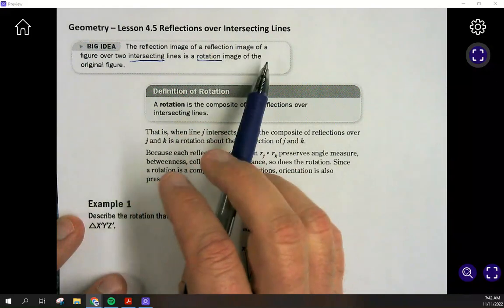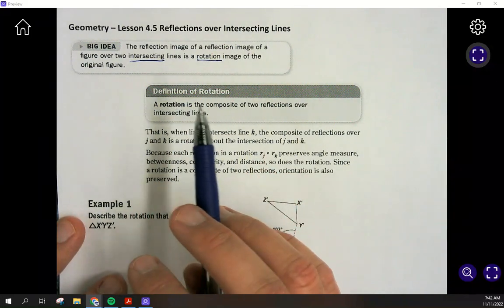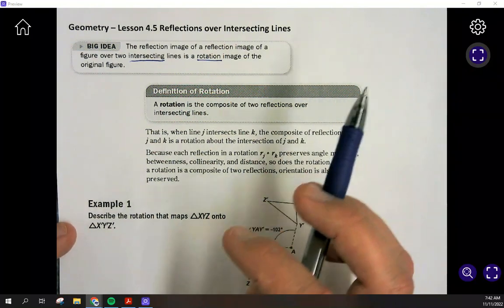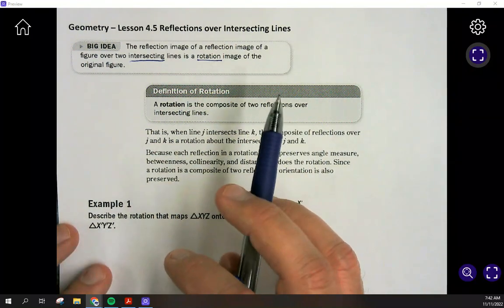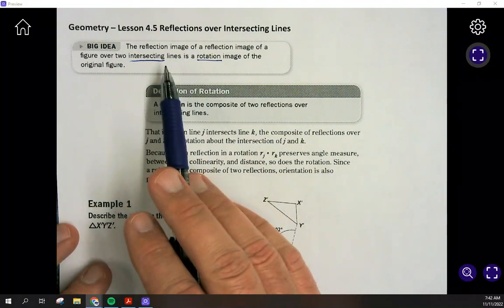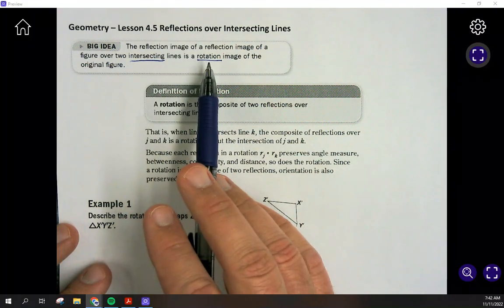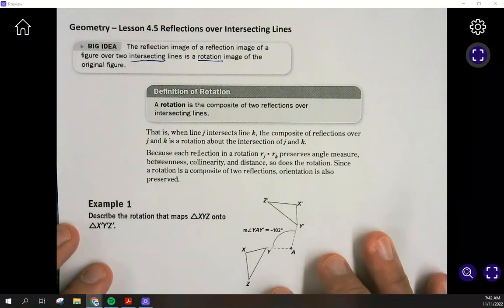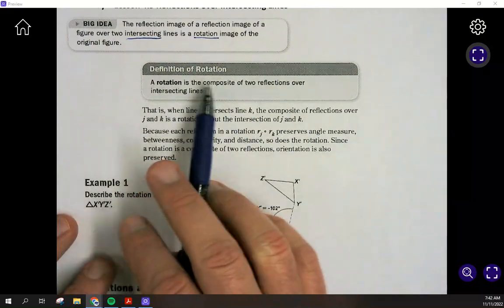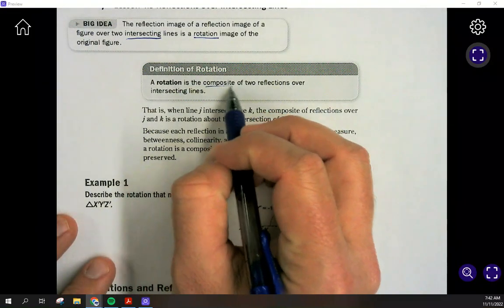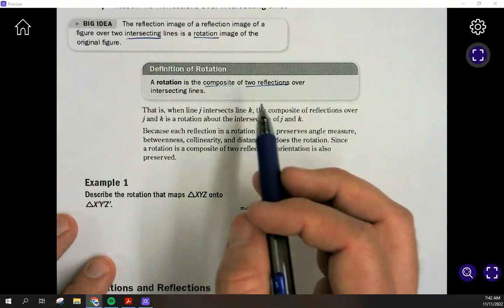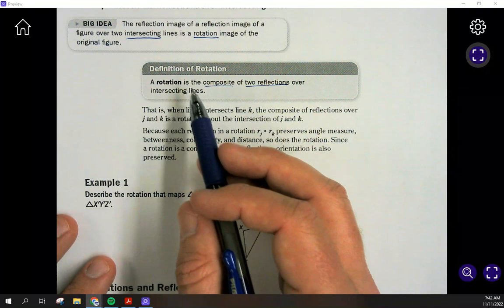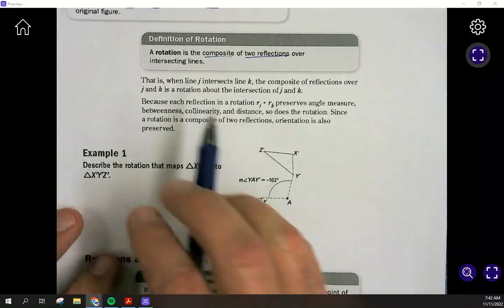Remember, when we reflected over two parallel lines, we created a translation, and the special theorem we looked at said that the distance of the translation was double the distance between the parallel lines. That was 4.4. Today, when I reflect over two intersecting lines, it creates a rotation, and there is a special measurement of that rotation based on the two lines, and that's what we're going to look at. For today, the definition of a rotation is going to be the composite of two reflections over intersecting lines. Composite meaning more than one. We're going to reflect over two lines that intersect and create a rotation.